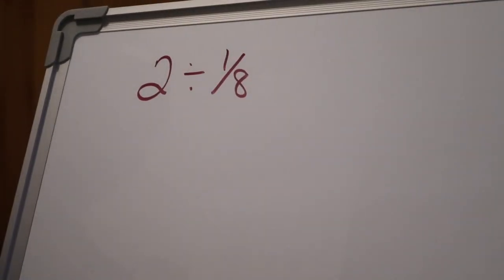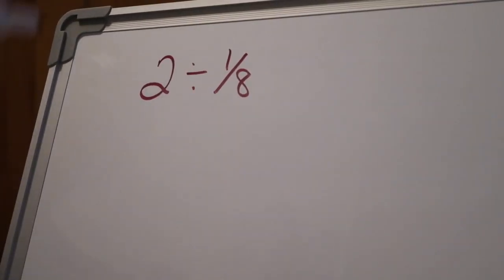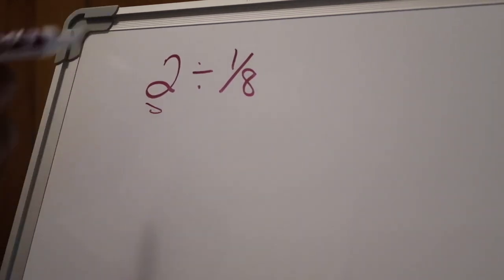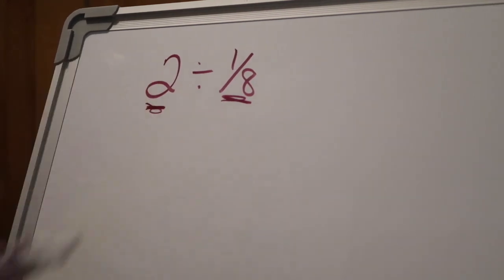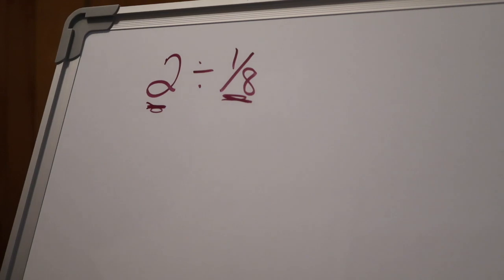Let's go. All right. Our first problem is 2 divided by 1/8. Okay, just waiting for it to focus. There we go. 2 divided by 1/8. So our whole number again is 2, and our unit fraction is 1/8. All right, so the first thing we're going to do is model it with pictures.